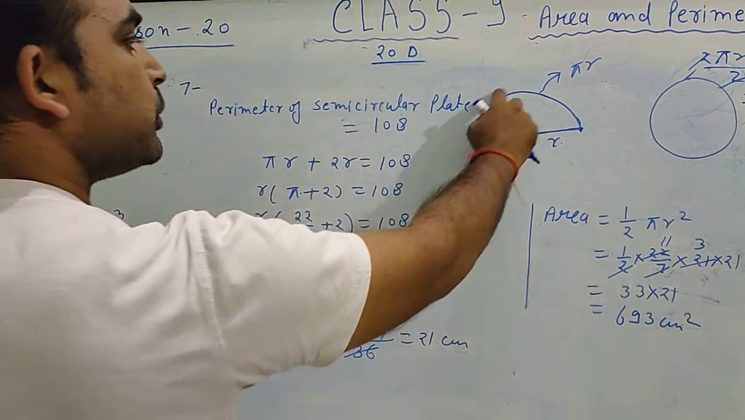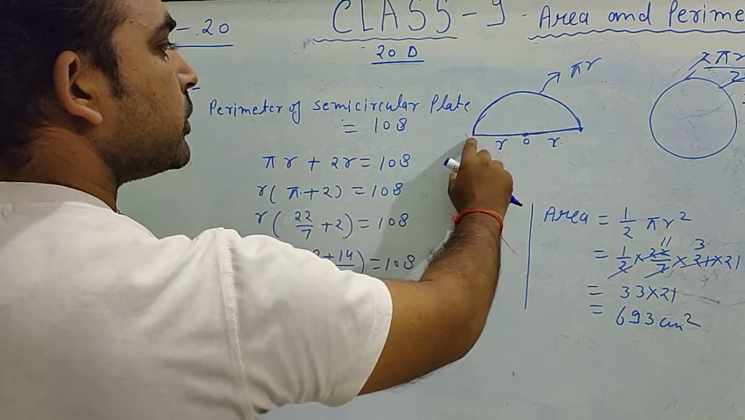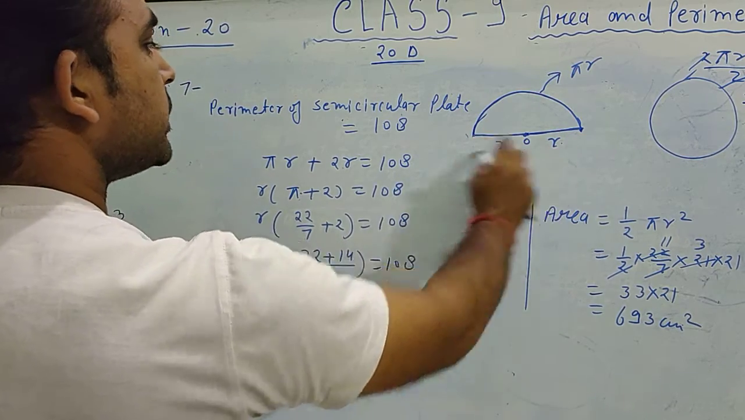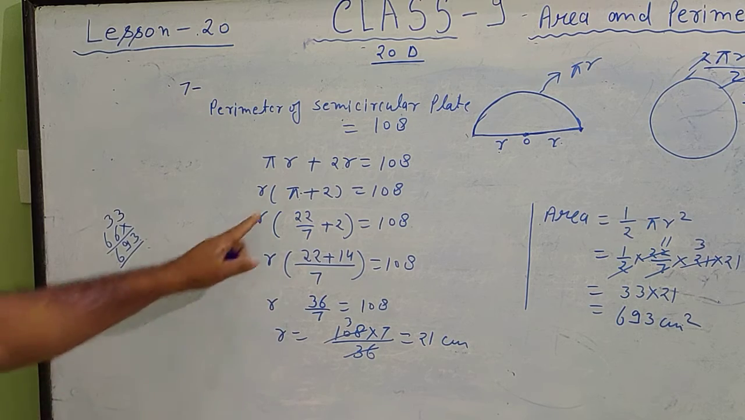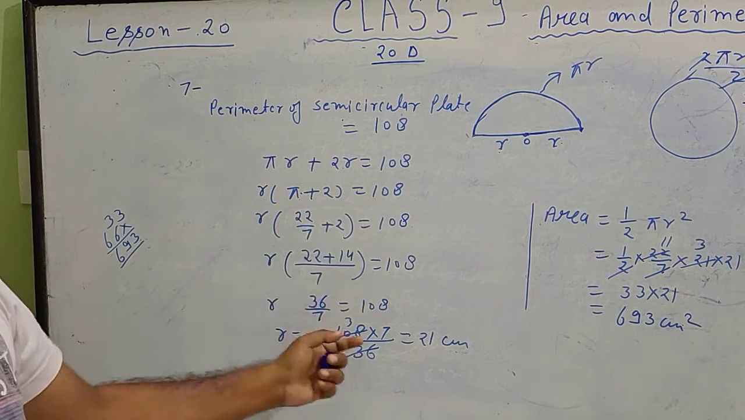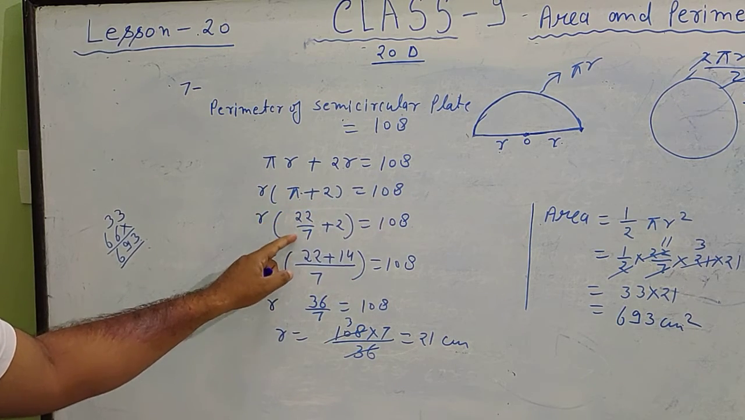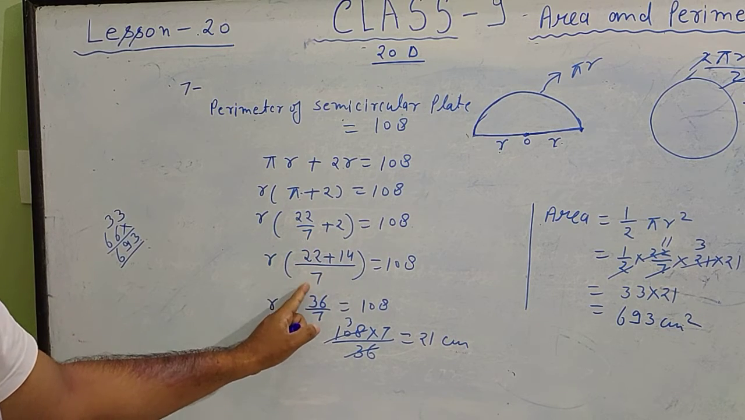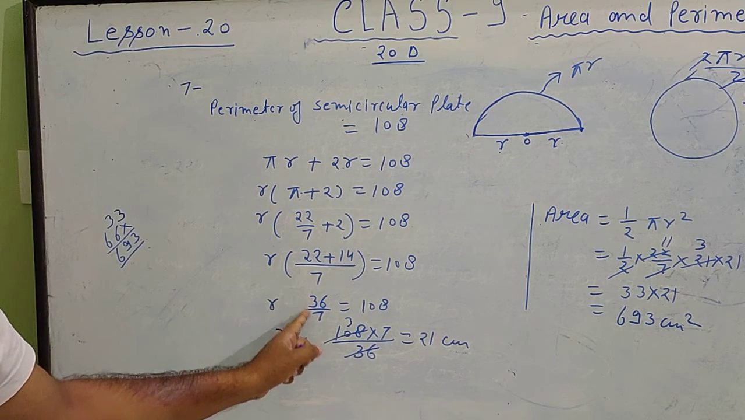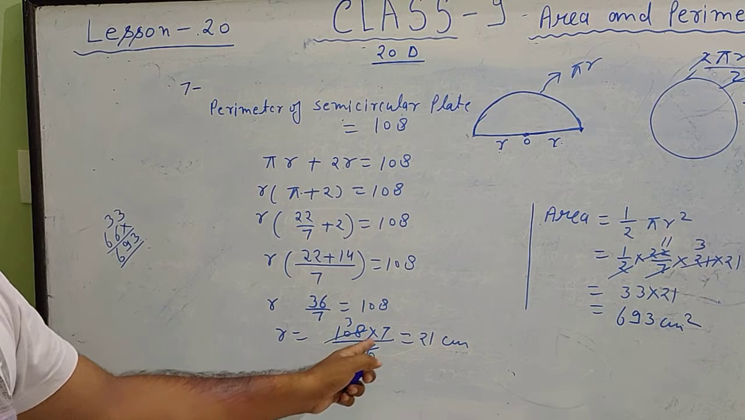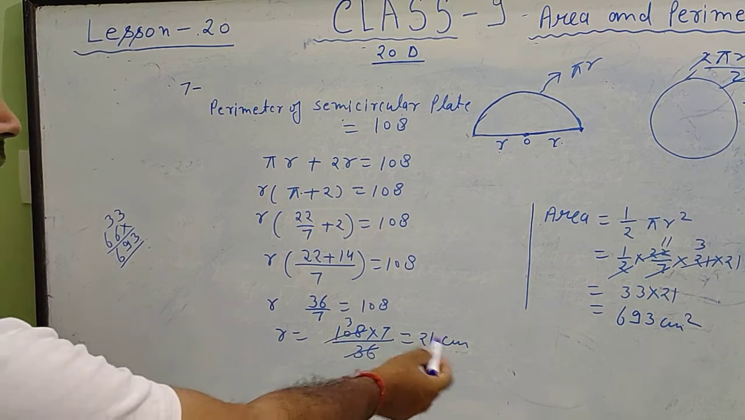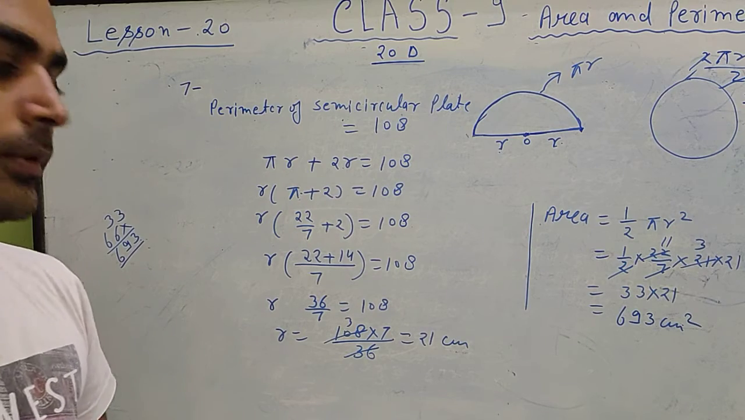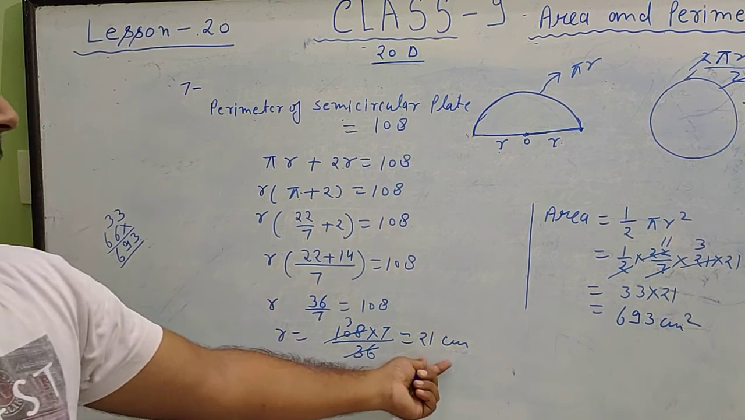From this point to this point is pi r, and from this point to this point is r plus r, 2r. So pi r plus 2r is equal to 108. Take r common, so (pi plus 2) r is equal to 108. Put the value of pi as 22 upon 7 plus 2. Then take LCM, so 36 upon 7. Cross multiplication, so 108 into 7, 36 3s are 108, 3 7s are 21, means radius will be 21 centimeter.